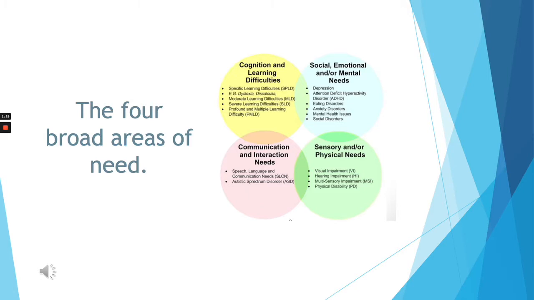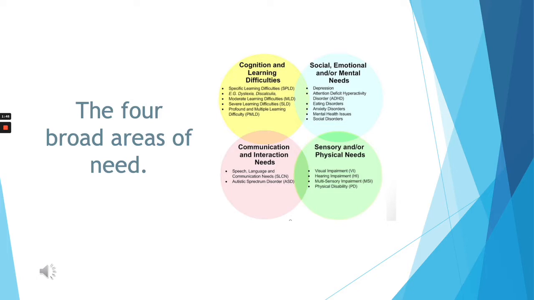So, for instance, speech, language and communication needs can also be a feature of a number of the other areas of SEN, and children and young people with autistic spectrum disorder, for example, might have needs across all of the areas, including particular sensory requirements.